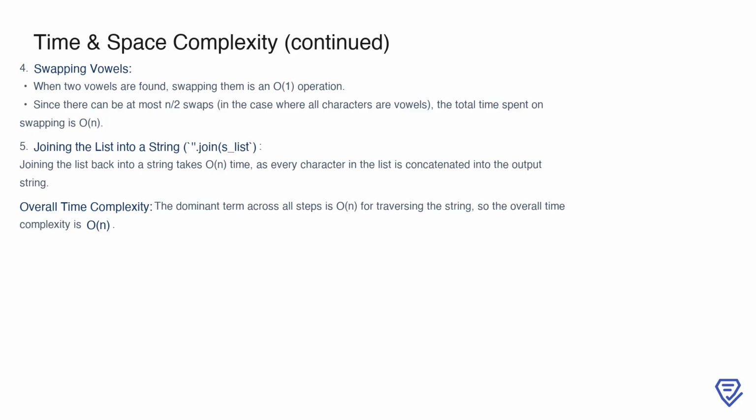Even in the worst case where all characters are vowels, there would be at most n/2 swaps, resulting in a total cost of O(n) for swapping operations. After traversal and swapping, we join the modified list back into a string. This operation iterates over all n characters in the list and concatenates them into a new string, which also takes O(n) time. Combining all these steps, the dominant factor in the overall time complexity is the O(n) traversal, making the total time complexity of the solution O(n).